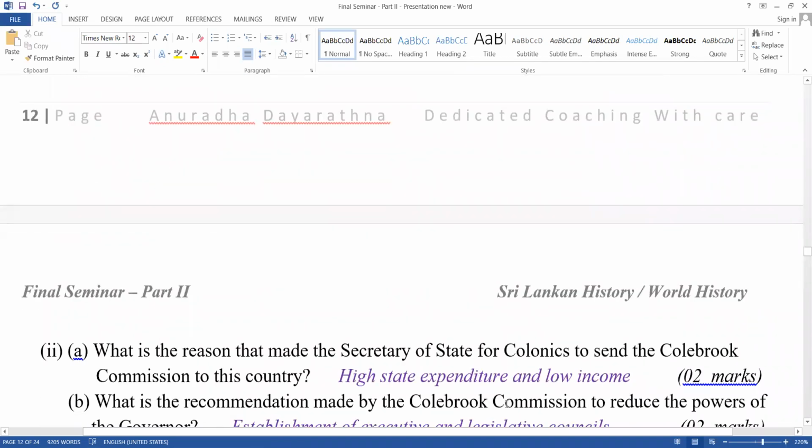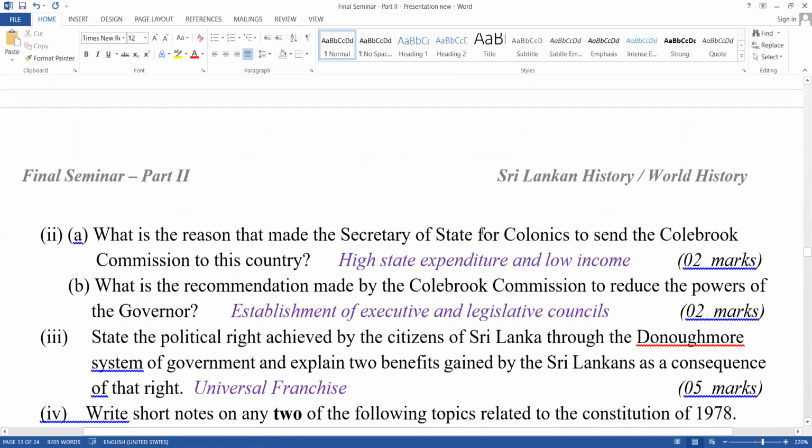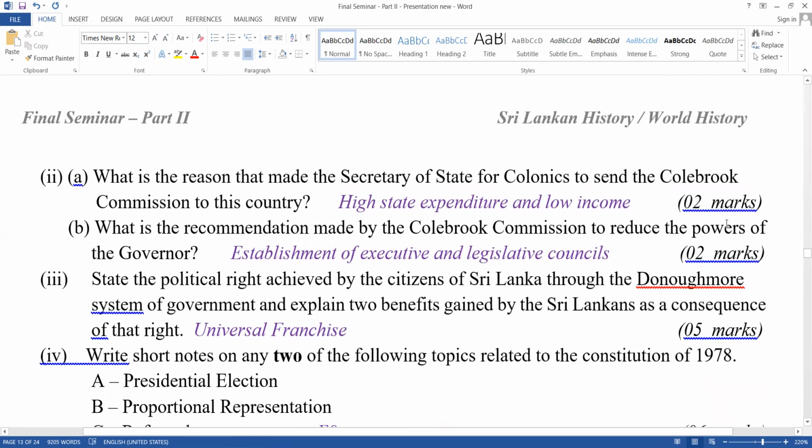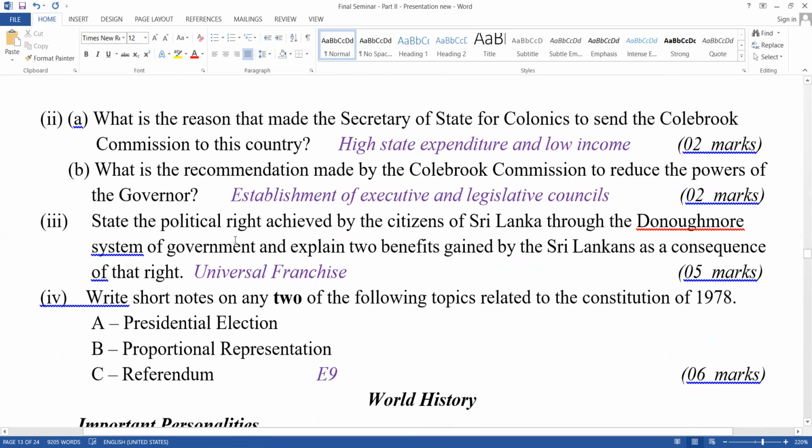What is the reason that made the Secretary of State for Colonies send the Colebrooke Commission? Why did the Colebrooke Commission come? High state expenditure and low income. In Sri Lanka, very high expenditure but low income. What is the recommendation made by the Colebrooke Commission to reduce the power of the governor? Establishment of executive and legislative councils.